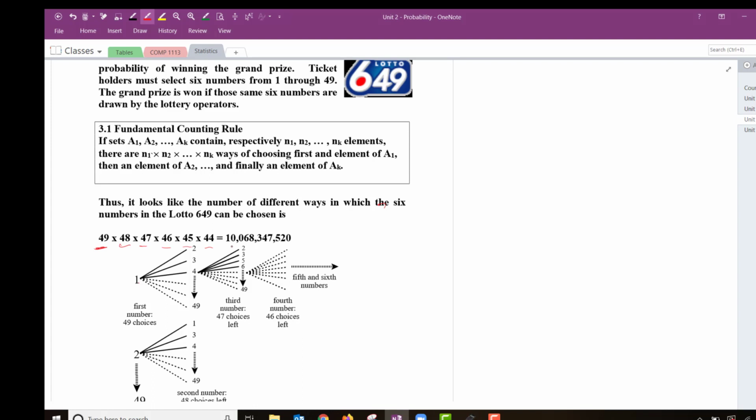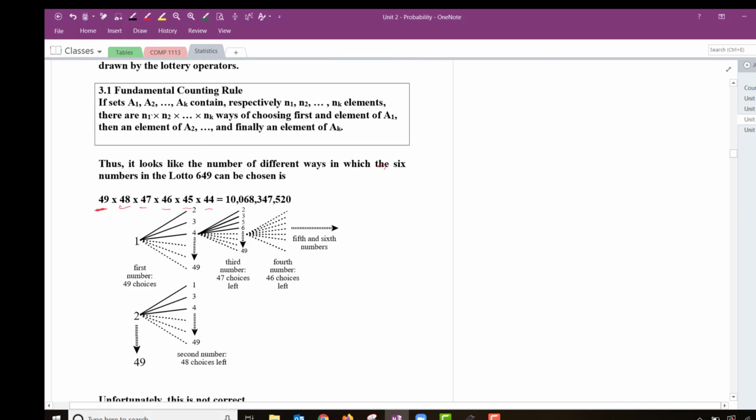There are only 35 million Canadians. I don't think that we'd ever win the lottery if there was only a 1 in 10 billion chance. So there's something not quite right here. And I think we can kind of see it even in this crude drawing here. I could go 1, then 2, then 3, then 4, then 5, then 6. But I could also pick 1, then 2, then 4, then 3, then 5, then 6.